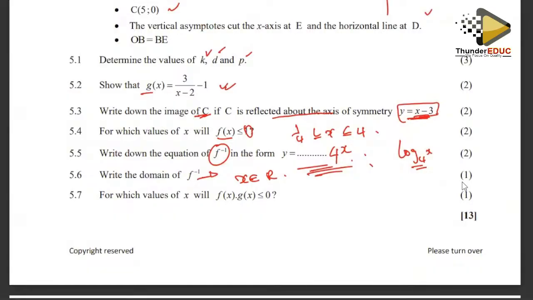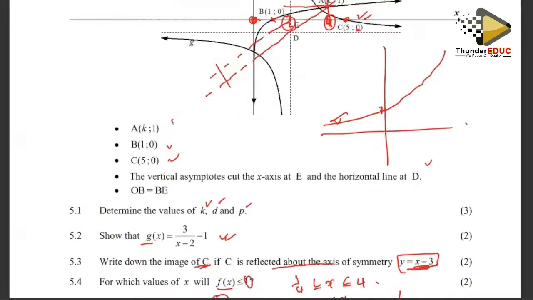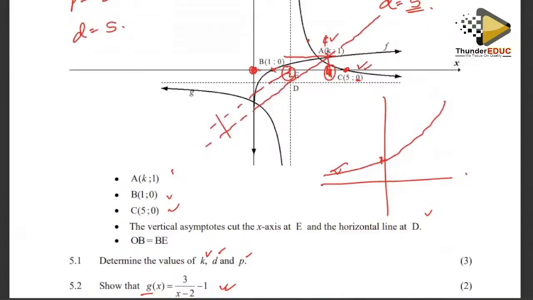All x values. Then where do we find f of x to be less or equal to 0? Where do we get the negative results? So 1 is below, 1 is above.